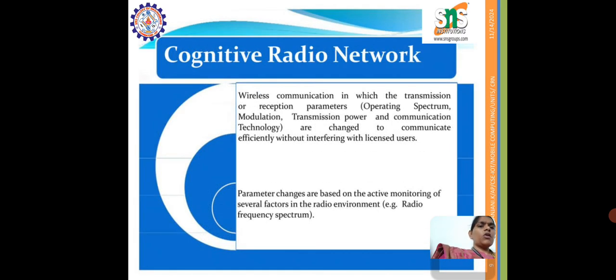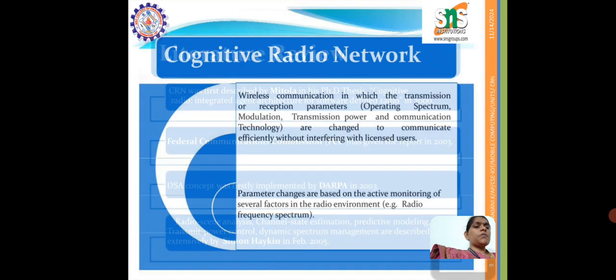So next is the cognitive radio network. It is wireless communication in which the transmission or reception parameters, that is the operating spectrum, modulation, transmission power, and communication technologies, are changed to communicate effectively without interference with the licensed user. This means the parameter changes are based on active monitoring of several factors in the radio environment.